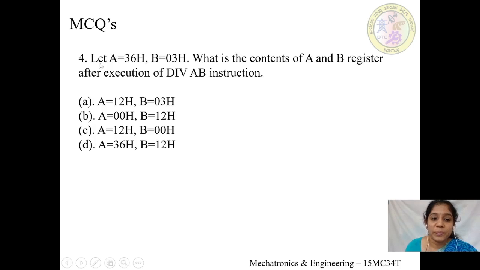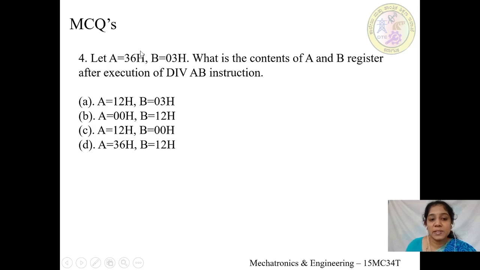Fourth one. Let A equal 36H, B equal 03H. What is the contents of A and B register after execution of the DIV AB instruction? Option A: A equals 12H and B equals 03H. Option B: A equals 00H and B is 12H. Option C: A equals 12H and B is 00H. Option D: A equals 36H and B is 12H.